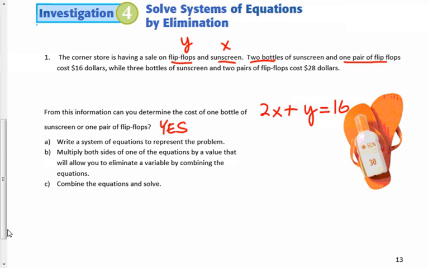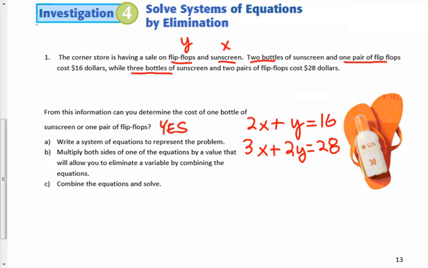And we also know that if we buy 3 bottles of sunscreen plus 2 pairs of flip-flops, it's going to cost us $28. All right, so we want to solve this set of equations. And to do that, we are going to think about this. So if 2 bottles of sunscreen and 1 pair of flip-flops cost 16, what if we just doubled that? So let's buy 4 sunscreen and 2 flip-flops. That would double the price, obviously, so that would be $32.